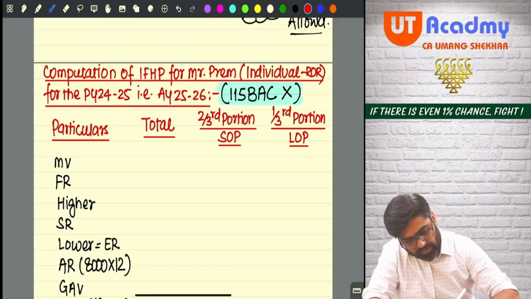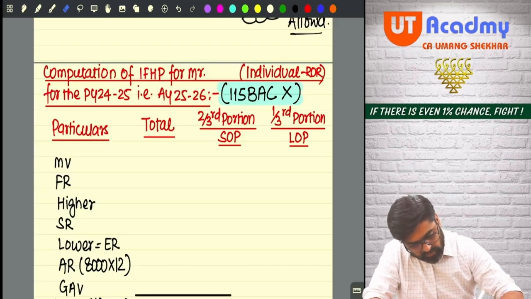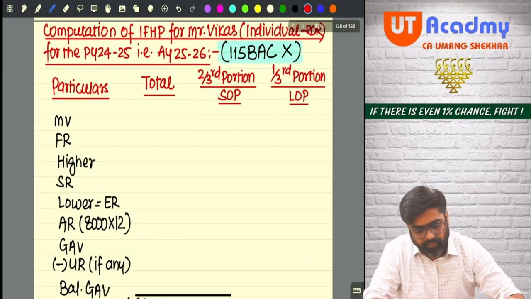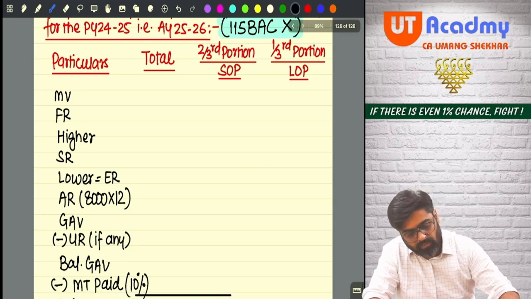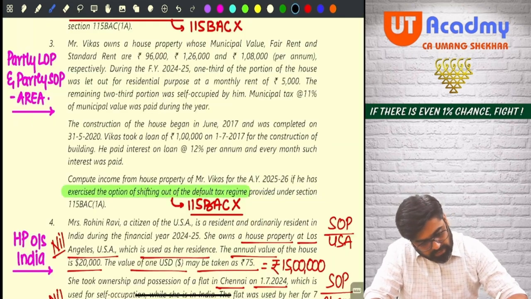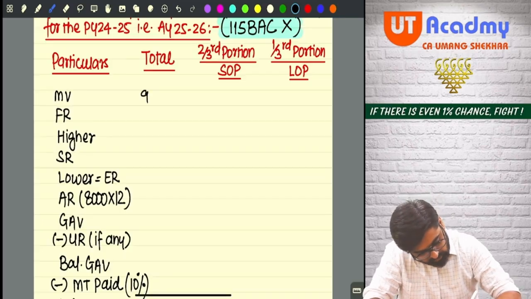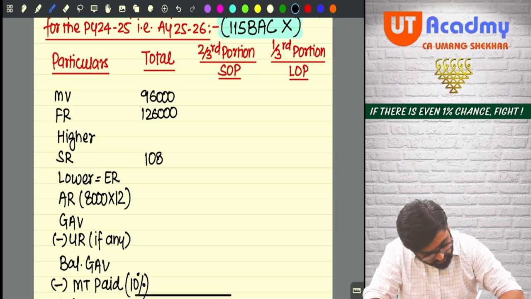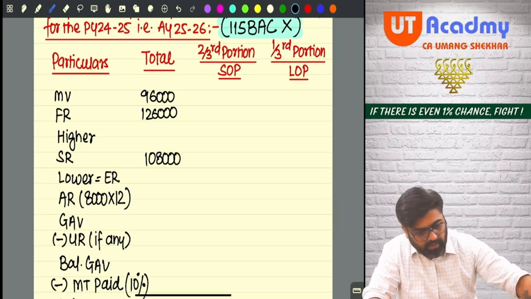Now the name of the assessee is Mr. Vikas. I will change and I will write down Vikas. Okay. Now tell me what is the municipal value. Municipal value 96, 126 and 108. 96, 126 and standard rent is 108.